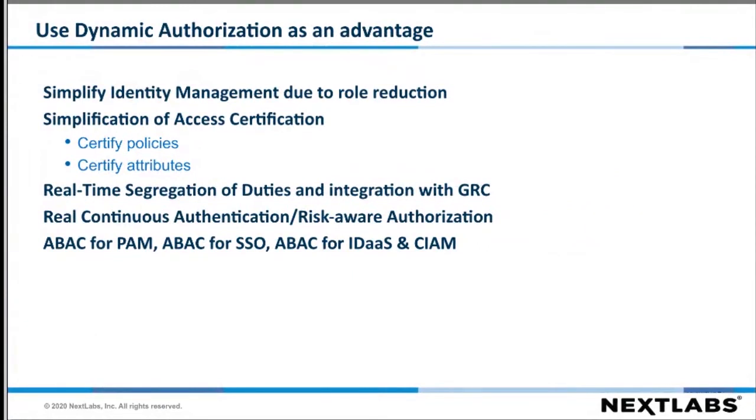So as we move on here, what this allowed us to do was simplify identity management due to role reduction. So again, we didn't have to do any derived roles or any enabler roles that would make our role model extremely complex and make it challenging to maintain for administrators. And it simplified the access certification process as well. So our policies were very simple. We didn't have a lot of characteristics involved, and I'll speak about that in an upcoming slide.